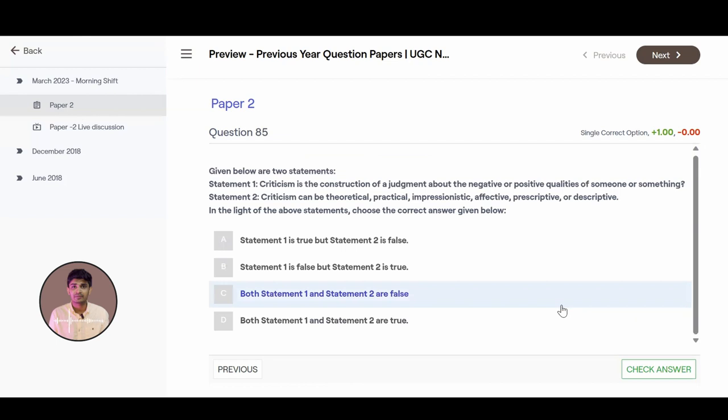85th question. We have 6 more questions. It's a statement question. Statement 1: Criticism is the construction of a judgment. See, read along with me. Let's learn how to answer such questions. Criticism is the construction of a judgment about the negative or positive qualities of someone or something. Criticism is a construction of a judgment, whether that is negative or positive, the construction of a judgment about something.